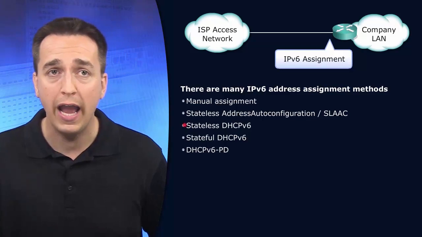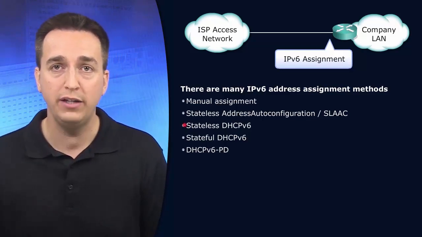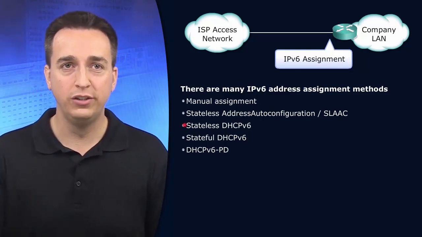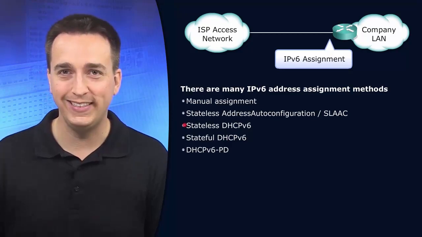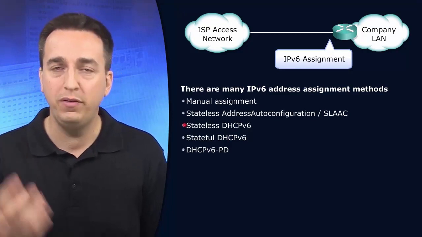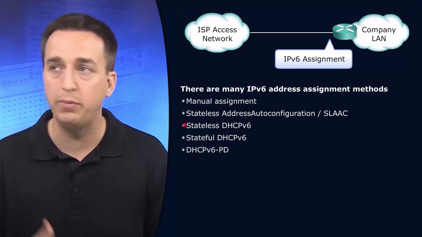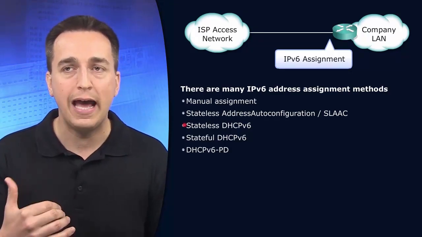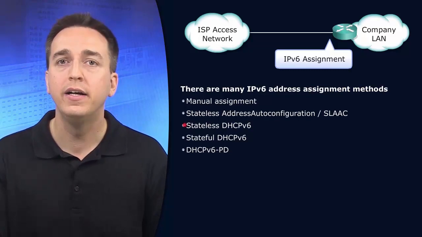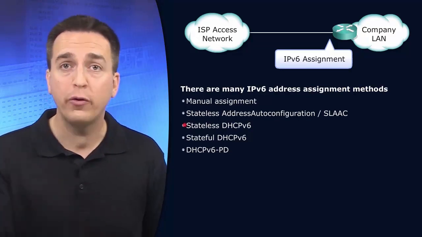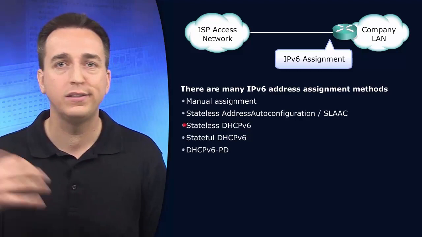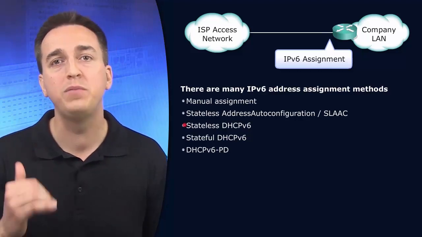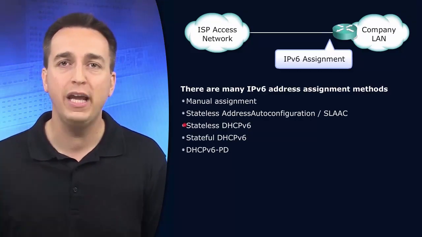We can combine stateless auto configuration with DHCP, and this is known as stateless DHCPv6. So the IPv6 address is going to be automatically generated based on the information in the router advertisements, but in addition to that, there is going to be a flag set that tells the client your other information, such as DNS, TFTP, whatever it is, has to be obtained from a DHCP server.